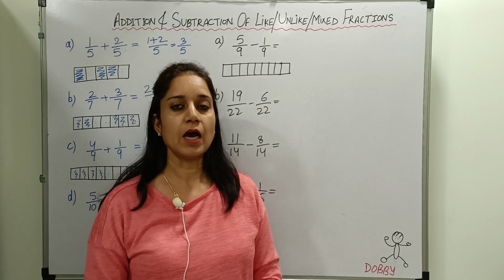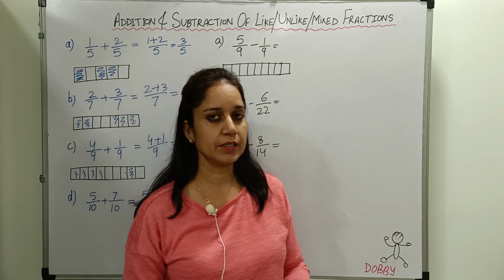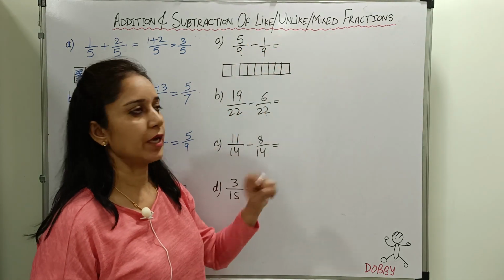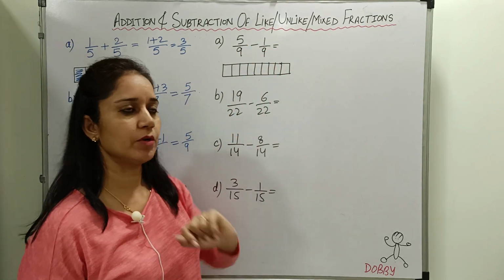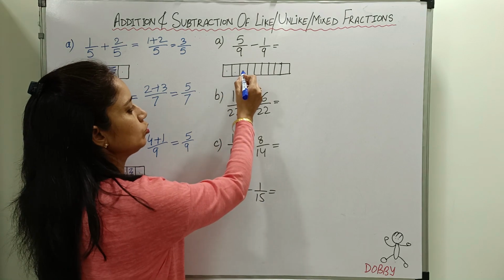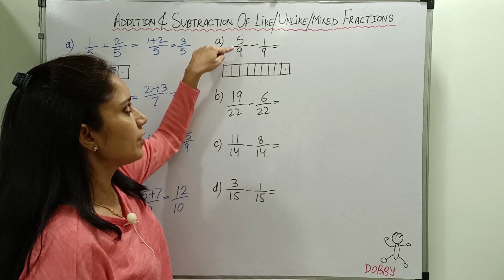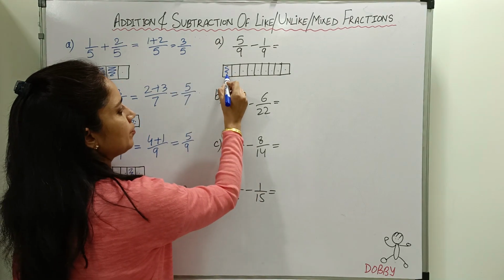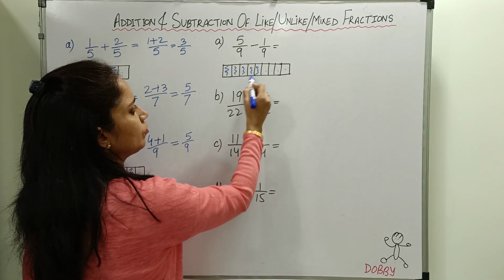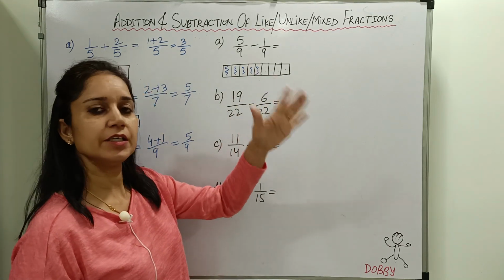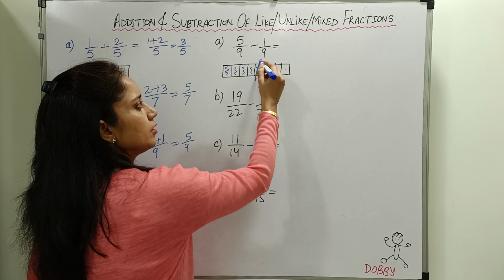Now let us see how to subtract the like fractions. Understand the concept first. 5 upon 9 minus 1 upon 9. Denominator 9, total number of parts. Count 1, 2, 3, 4, 5, 6, 7, 8, 9. First fraction 5 upon 9, that means 5 parts. 1, 2, 3, 4, 5. 5 parts out of 9. Out of that 1 is reduced. This one part is reduced.